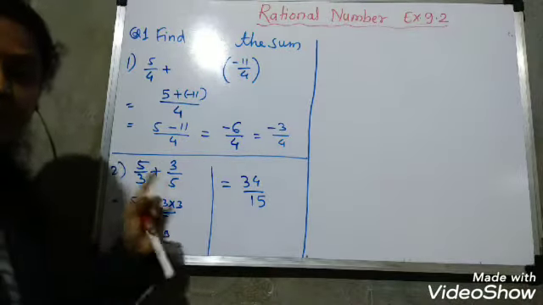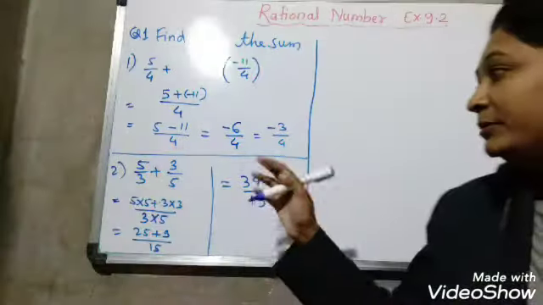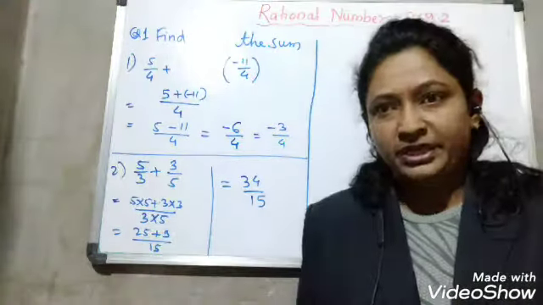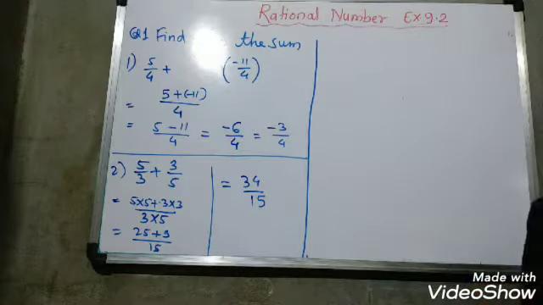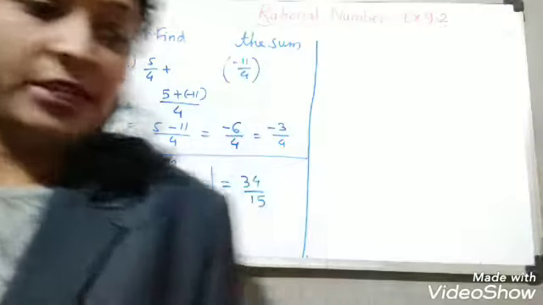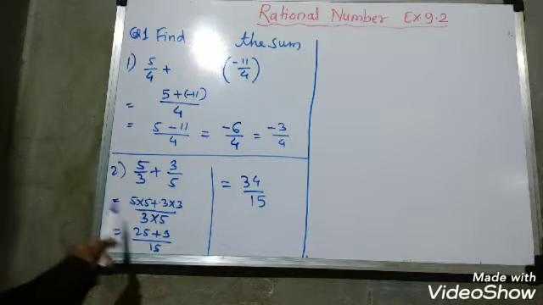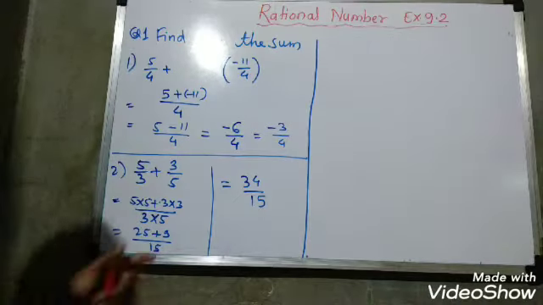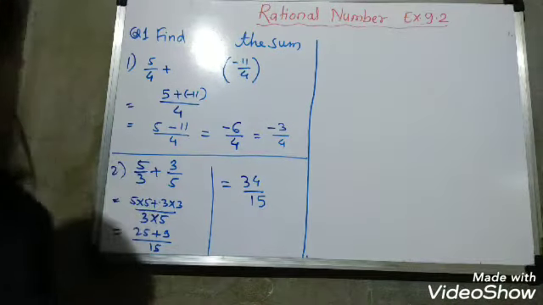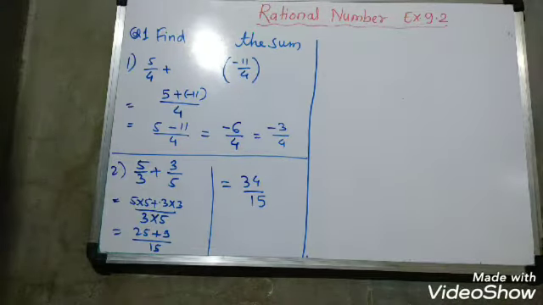What we did here: the bases were not the same, so first we made the base the same by cross multiplication, and then we added. Okay students, now if you don't know how I did this, please watch my video on fractions. Then only we will move forward.